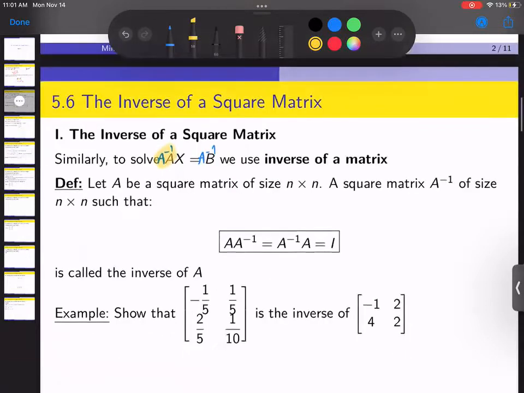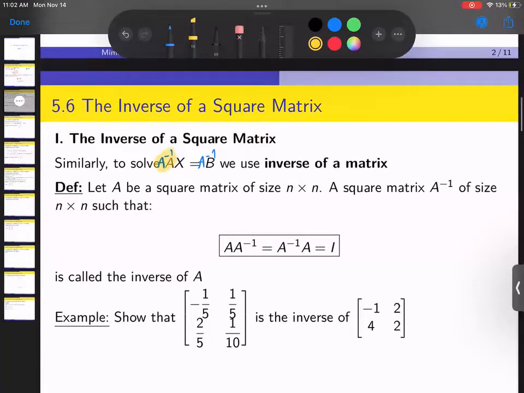All right, so before we do all that, let me introduce you to the A inverse matrix. Let A be a square matrix of size n by n. A square matrix A inverse, denoted A to the -1, is still the same size, n by n, such that if you multiply A times A inverse, it's the same thing as A inverse times A, equal I.